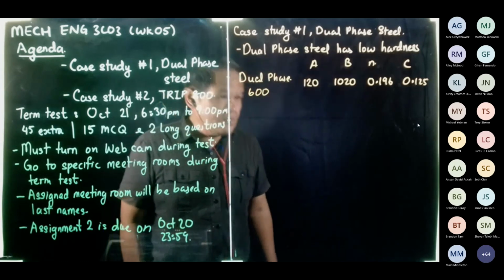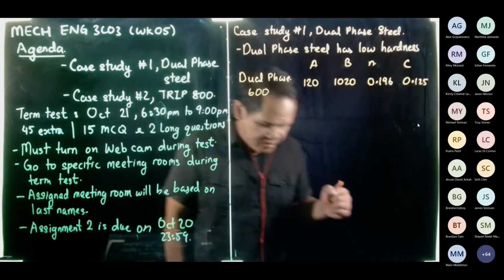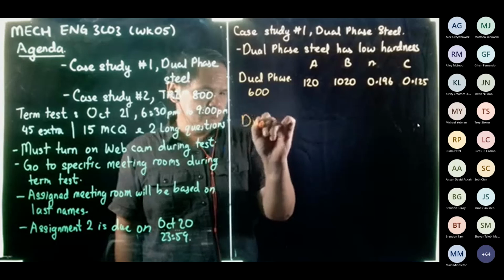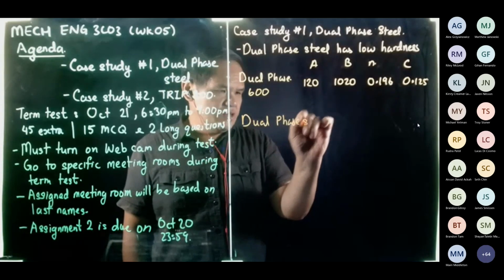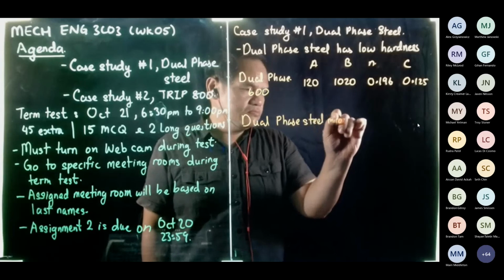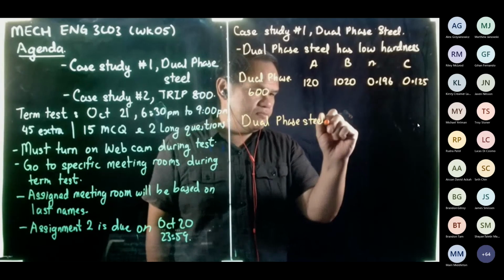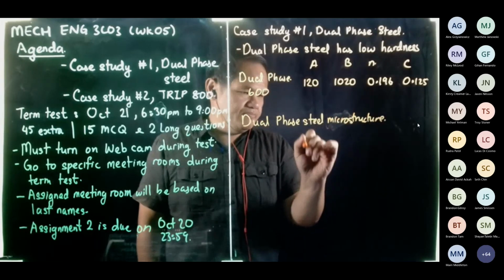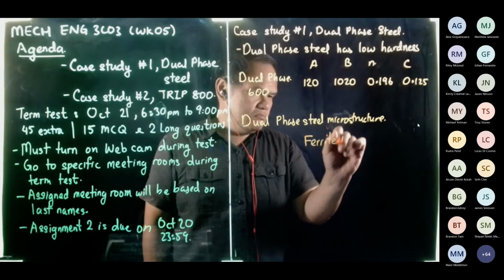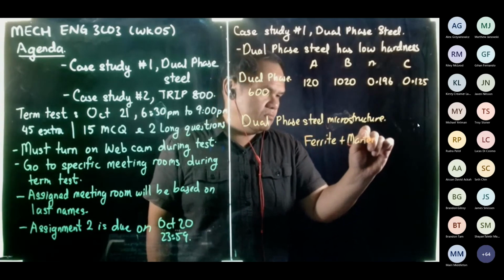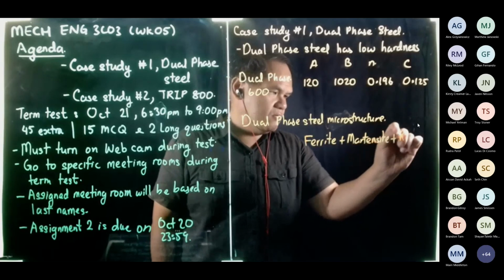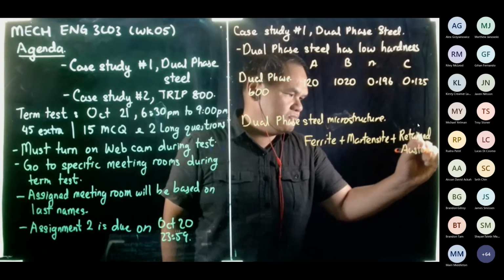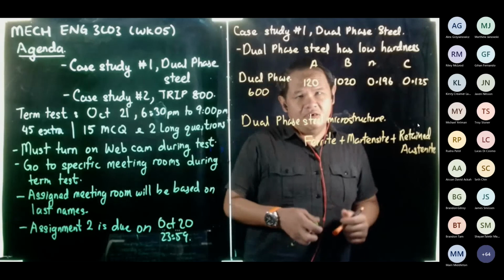Okay, so we know that this material has ferrite. Okay, so the dual phase steel microstructure, okay, we are aware of this, it has ferrite plus martensite plus some retained austenite.